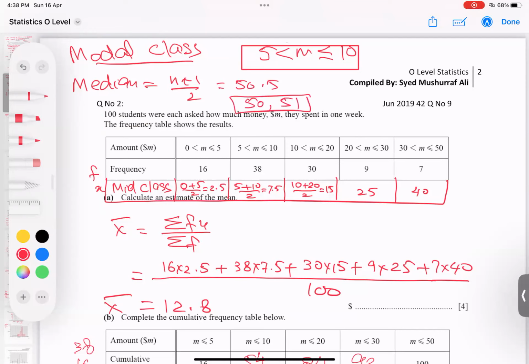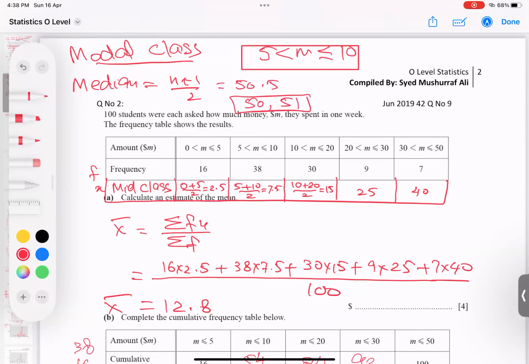It means this group repeats 16 times, and then 17th time, 18th, 19th, and ultimately up to 54. But I'm looking for these two terms, which are coming in this section. So I hope it's clear. So the answer, finally, I'm writing here, is 5. It is the same answer as the modal class, and the median luckily matches, though not always.